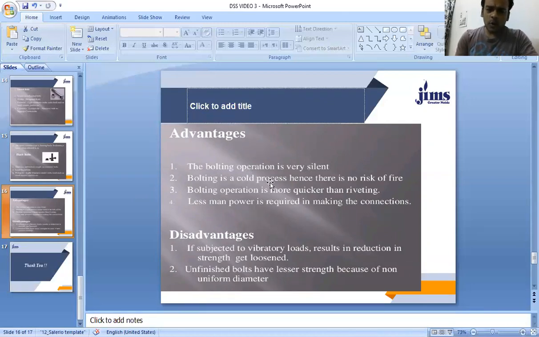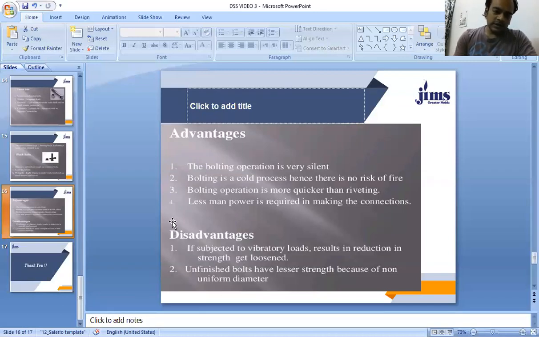Bolting is a cold process. Unlike rivets, bolts are not heated up. We need to heat up the rivet for connecting, but in bolting we do not. We just need a cold process, and there is no risk of fire. The bolting operation is much quicker than riveting, and less manpower is required in making the connection. These are the advantages due to which we now use bolts instead of rivet connections.